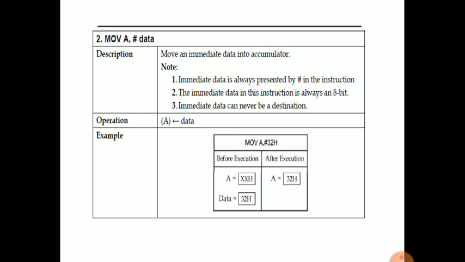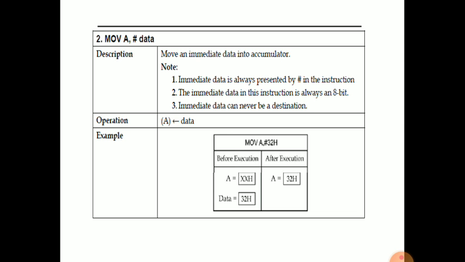The same example is given here. It is MOV A, #data. In this description, that is, move an immediate data into the accumulator. Note, immediate data is always represented by hash in the instruction. The immediate data in this instruction is always 8-bit, because why? The accumulator size is 8 bits. The size should match. And the third point is immediate data can never be a destination. Yes, this is the restriction in this type of instruction.